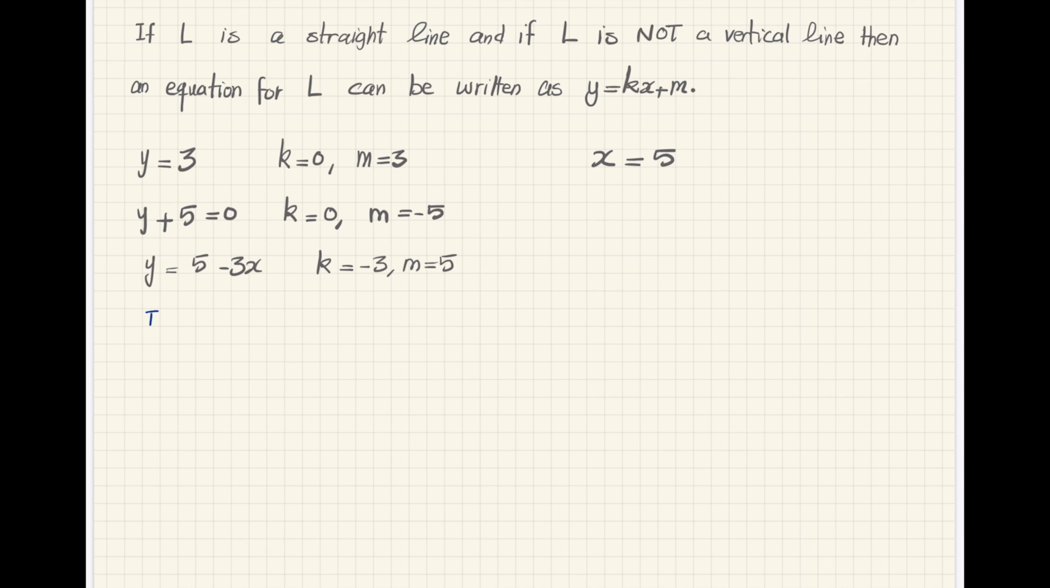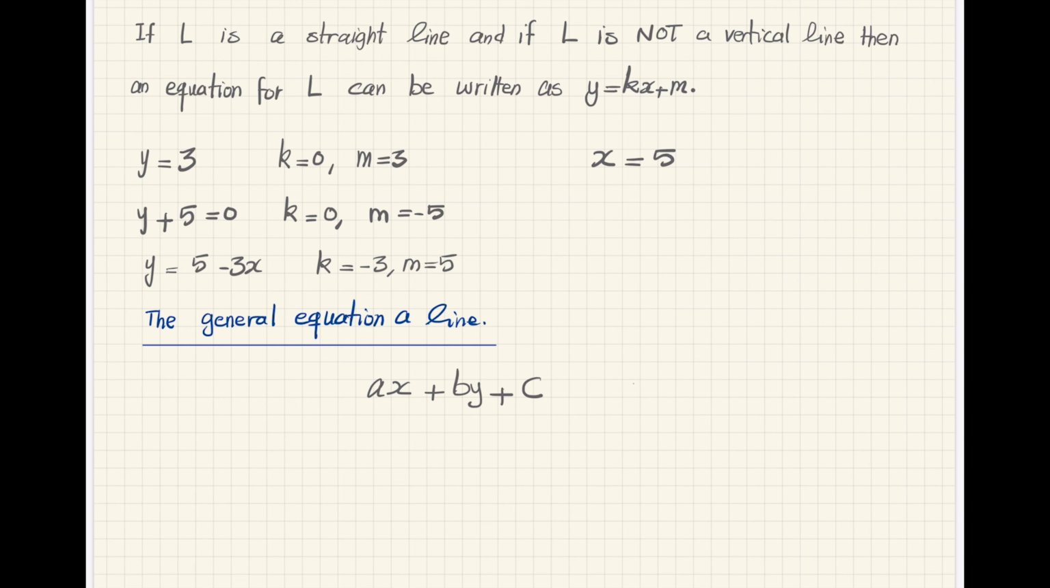So I would write the general equation of a line. What is the general form? I would write it like this: ax plus by plus c. If you ask me what a, b, and c are, I would say a, b, and c are real numbers. You remember this symbol means belongs to, and this is the set of real numbers. And a and b are not simultaneously equal to 0.